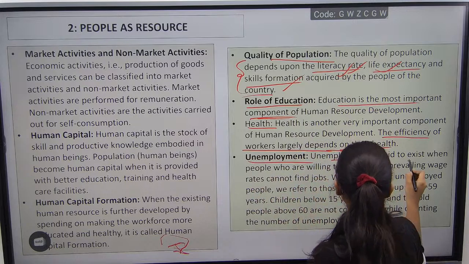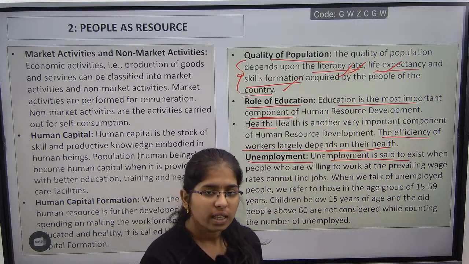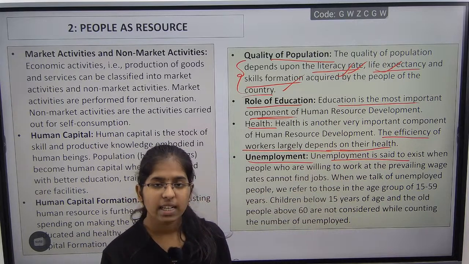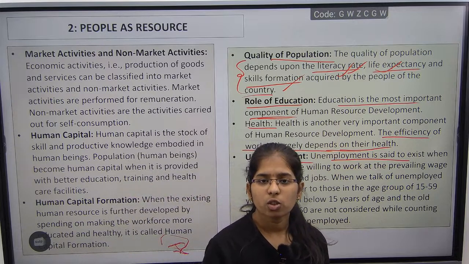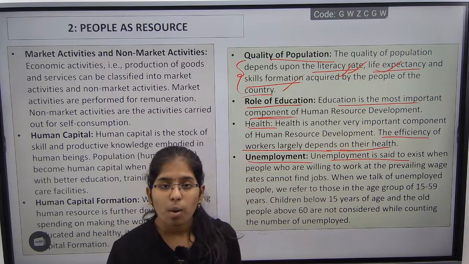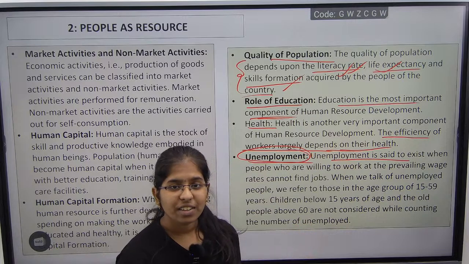Next, unemployment. Unemployment is said to exist when people are willing to work at the existing wages, whatever the wages present at this time, but they are not getting opportunities. That is unemployment. This is the definition.